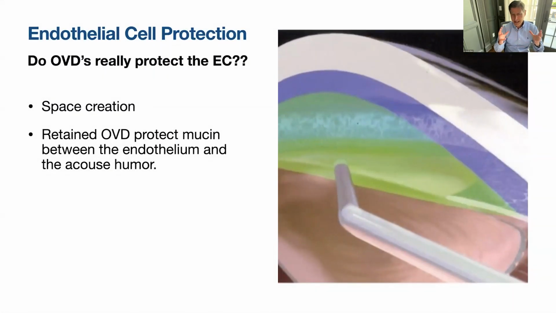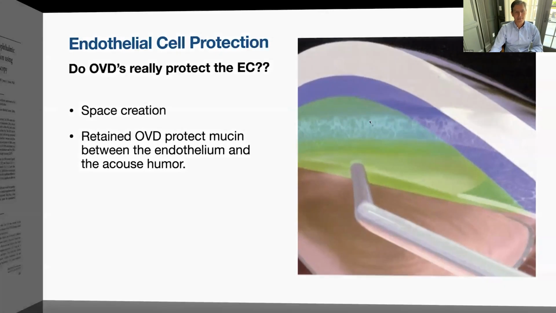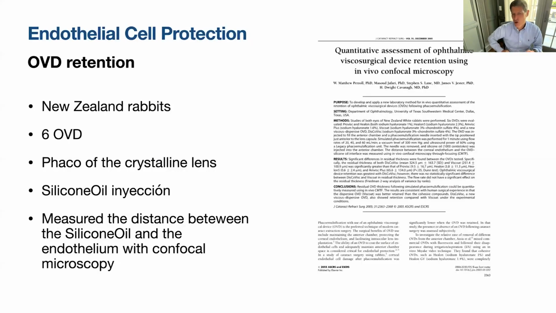So again, by creating space within the eye, we have a greater range in our movements inside of the eye. And if we have a retained OVD and it adheres to the endothelium, then the risk of damage due to thermal energy is minimized. But what does the evidence show us?